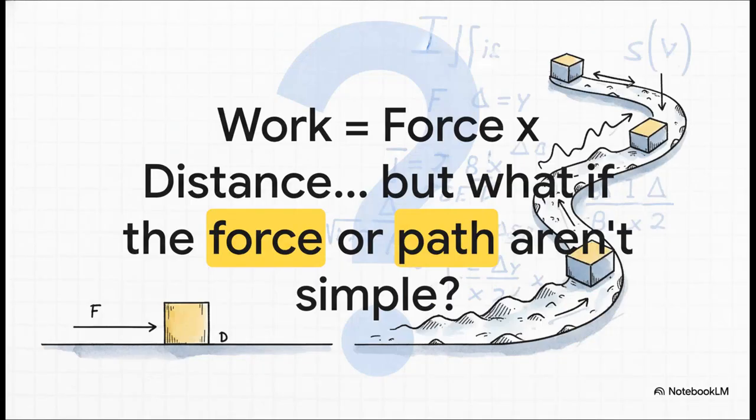We all learned it back in physics class, right? Work equals force times distance. Simple enough, but here's the catch. That only works if you're pushing a box in a perfectly straight line with a perfectly constant force. The real world, though, it's messy. Forces change, paths curve. So what do we do when things get complicated?